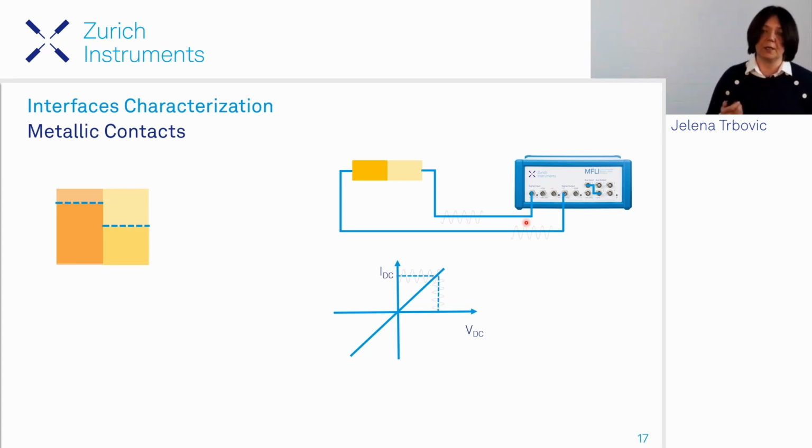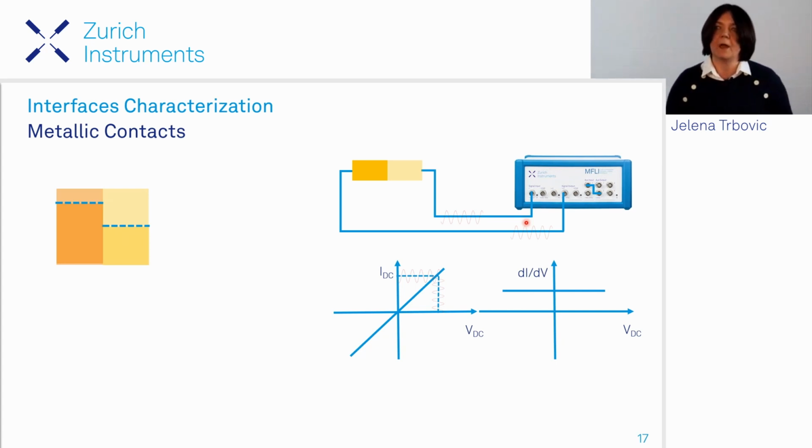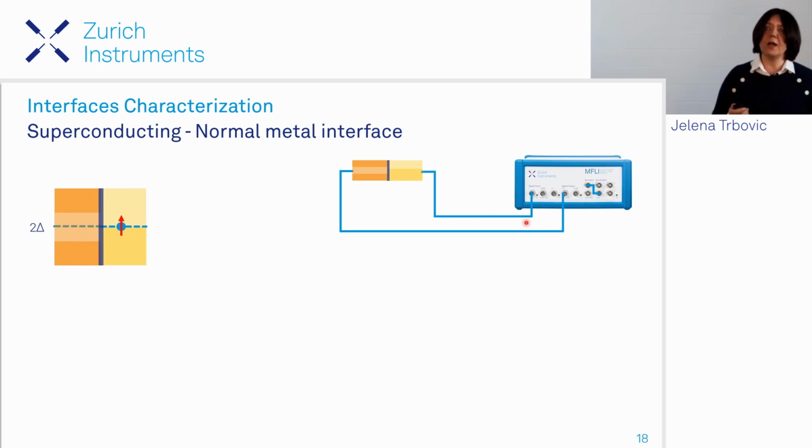it's best to do that by applying a modulation on top of this DC signal, or in fact get the lock-in amplifier response, which in the case of the linear response of the ohmic contact means just a flat dI/dV, so the first derivative of this curve. So now what happens if we put a superconductor on the other side and say we have some sort of barrier in between?